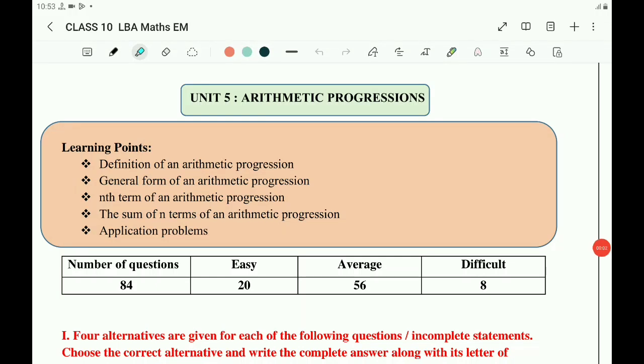Now let us take the chapter Arithmetic Progression. Let us take the Unit 5 Arithmetic Progression. In this chapter there are 84 questions. 20 questions are easy, 56 questions are average and 8 questions are difficult.